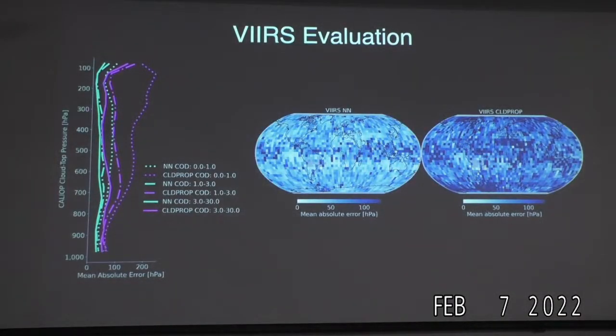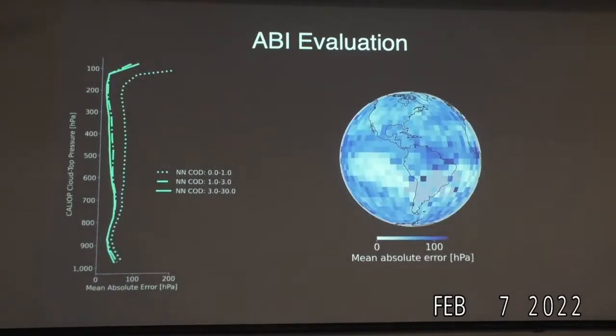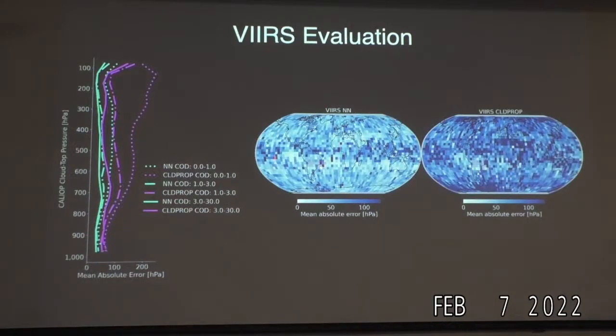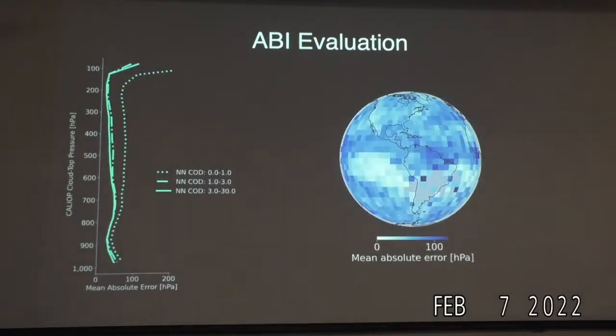We can look at a map of this. We're looking at the absolute error here, and most of the improvement is at the middle and high latitudes compared to the operational model. We can do this for ABI as well. I didn't do a comparison with the operational model because that's expensive to do, but we see similar results in terms of pressure and optical depth. The spatial pattern of mean absolute error looks very similar to that of VIIRS when you look at the matching regions.